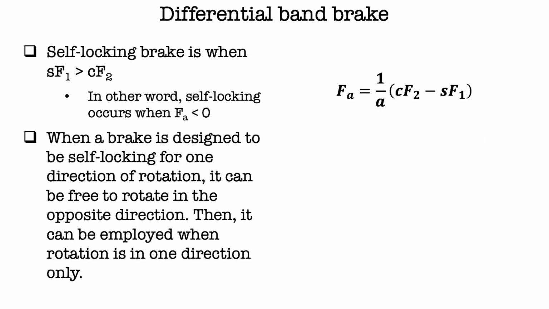Self-locking brake occurs when S F1 is greater than C F2. At this time, Fa is less than 0. When a brake is designed to be self-locking for one direction of rotation, it can be free to rotate in the opposite direction. Then it can be employed when rotation is in one direction only.